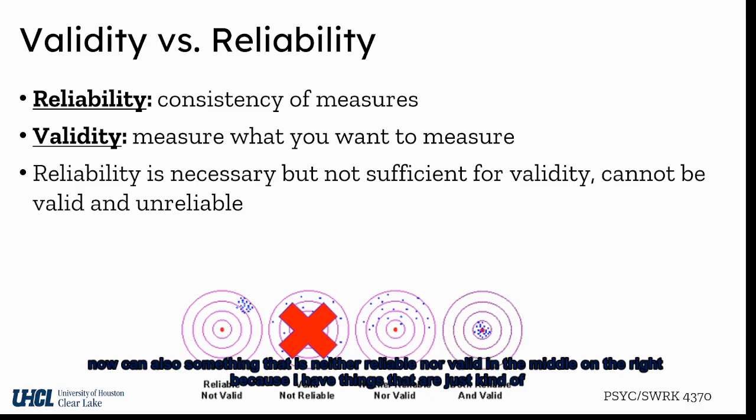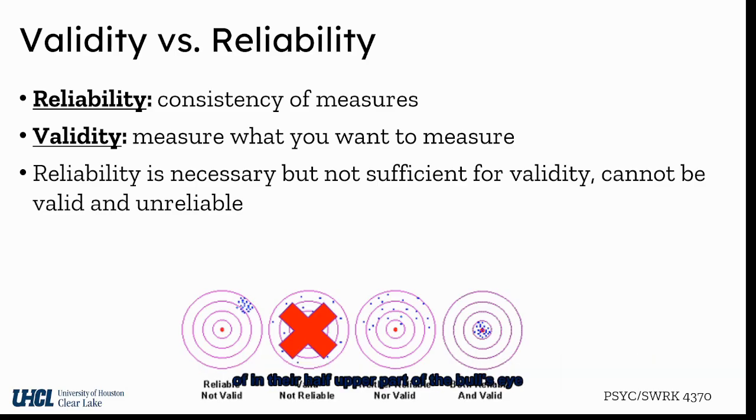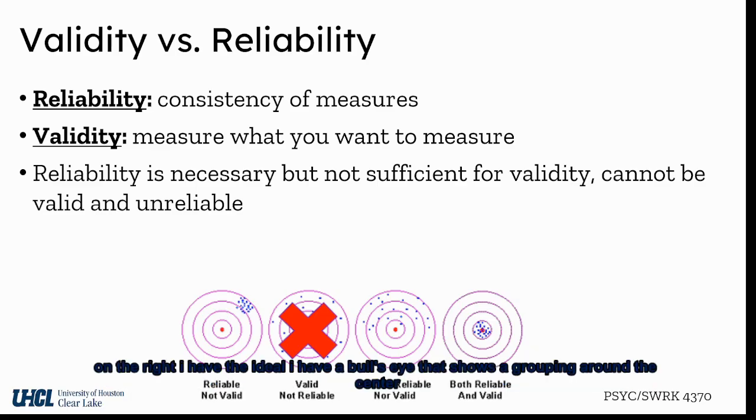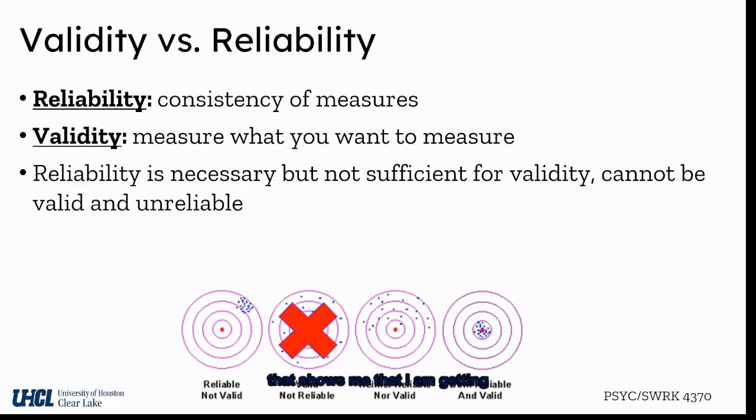Now, I can also have something that is neither reliable nor valid in the middle on the right because I have things that are just kind of in the half upper part of the bullseye. So again, it's not quite enough for me to call it reliable, and it's not valid because only one score is in the middle. On the right, I have the ideal. I have a bullseye that shows a grouping around the center. That shows me that I am getting at what I'm trying to measure. And over time, those scores are hitting at the same thing every time I measure it.